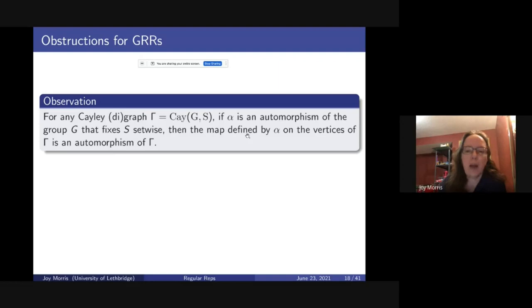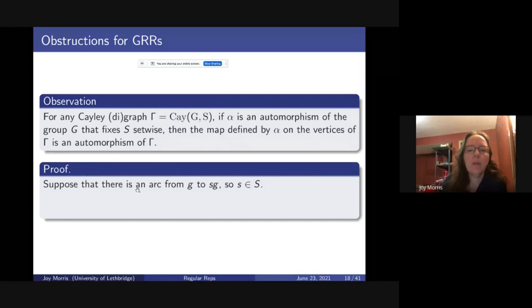We can use that group automorphism to define a map on the vertices of the graph, and that map will be an automorphism of our graph. So let me just explain that with a quick proof. Suppose there is an arc from g to sg, so s is an element of our connection set. Since alpha is a group automorphism, if we let alpha act on sg, we get the image of s followed by the image of g.